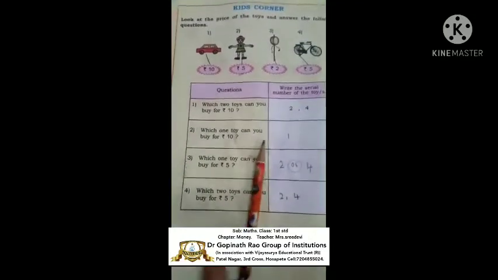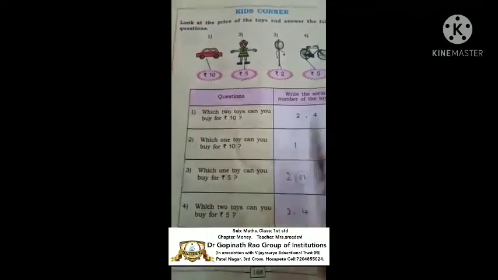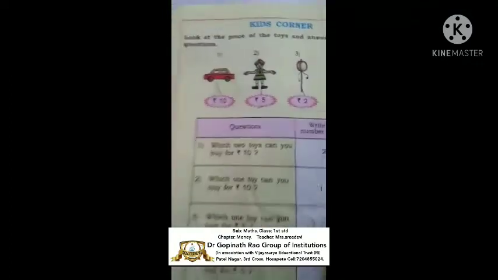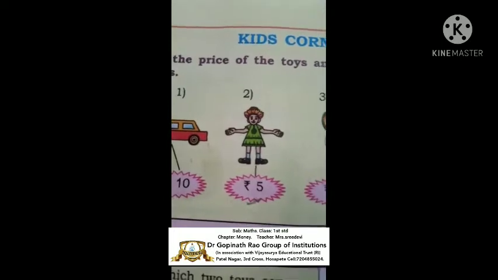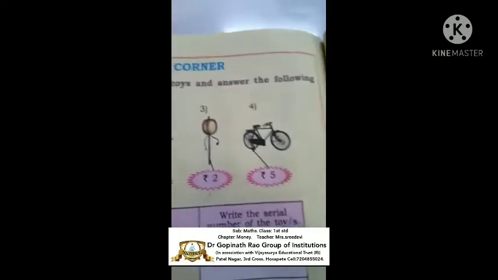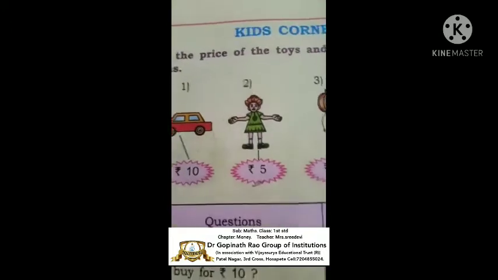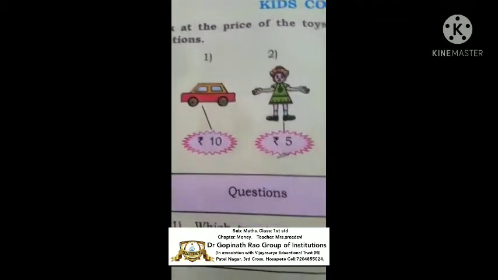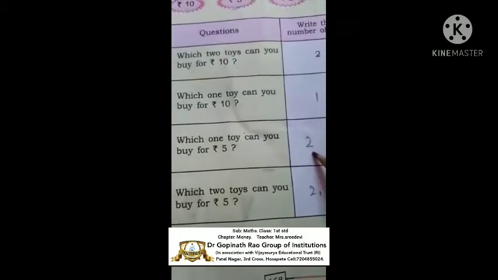Next. Which one toy can you buy for rupees 5? Only one toy they asked. So which is of rupees 5? See, where is the rupees 5 here? I can buy a doll or I can buy a cycle. So say I want to buy a doll toy. So I have written 2 here. Okay.